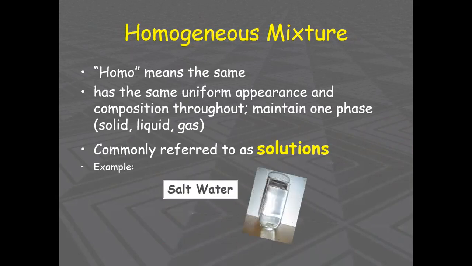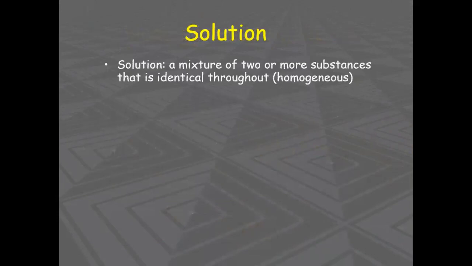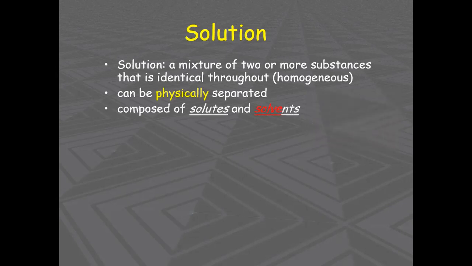For example, salt and water. The solution is a mixture of two or more substances that is identical throughout, which is homogeneous, and can be physically separated. Salt water is considered a solution. How can it be physically separated? Composed of solutes and solvents.